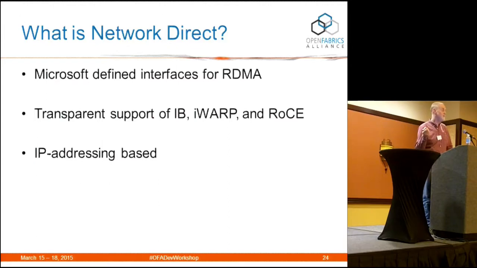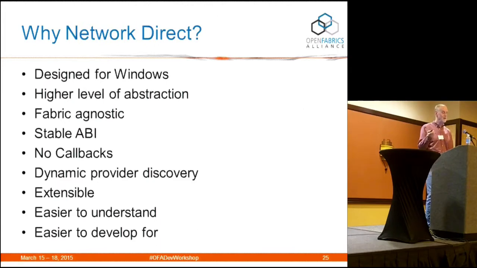It's a Microsoft API. It's a set of defined programming interfaces for RDMA. Transparently supports, guess what, all 3 major RDMA, and guess what, IP addressing based. It's designed for Windows. It's a native Windows API, right? Network Direct. It's called the NDKPI. It's designed for Windows, high level of abstraction, fabric agnostic, the ABI as well as the API is stable. It doesn't do callbacks. It uses waiting for events and the like. Provides for dynamic discovery of providers. It's extensible, all singing, all dancing. Network Direct has been out for quite a few years, and there have been several updates to it.